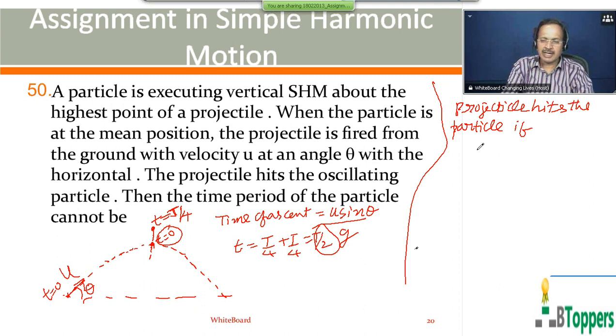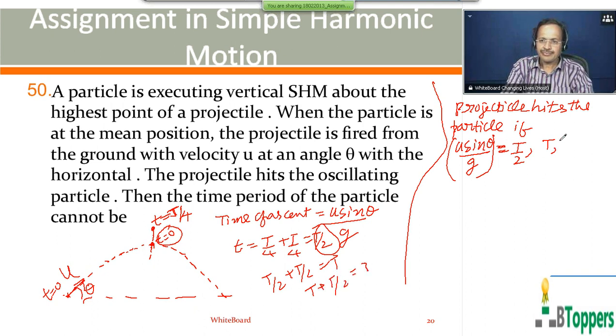If the time taken to reach the highest point, the time of ascent, coincides with one of the instants of time at which the particle is again found at the mean position. The particle is again found at the mean position at a time equal to half of the time period, and next again it is found after another time T by 2. That means T by 2 plus T by 2 is T, and again T plus T by 2 is 3T by 2, or 2T.